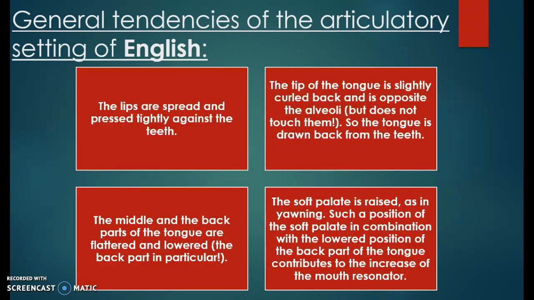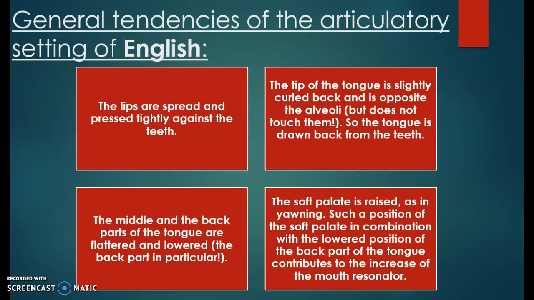General tendencies of the articulatory setting of English: there are four tendencies. The first one, the lips are spread and pressed tightly against the teeth. The second, the tip of the tongue is slightly curled back and is opposite to the alveoli, but does not touch them, so the tongue is drawn back from the teeth.